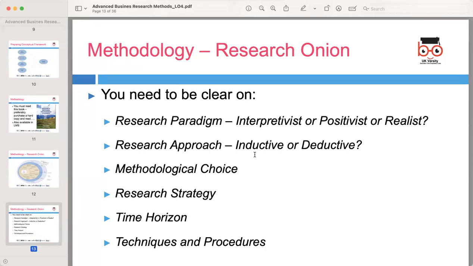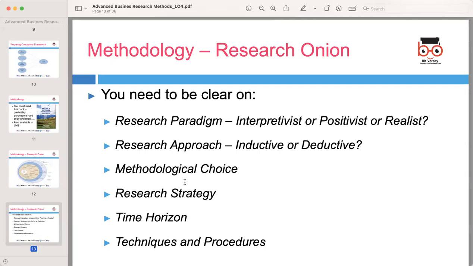You need to decide on the research approach, which determines how you will generate knowledge in your study. There are two main approaches, inductive and deductive. As we discussed yesterday as well, the inductive approach involves gathering data and developing theories or generalizations from the observations made. In the deductive approach, researchers start with existing theories or hypotheses and then gather data to test and confirm them.